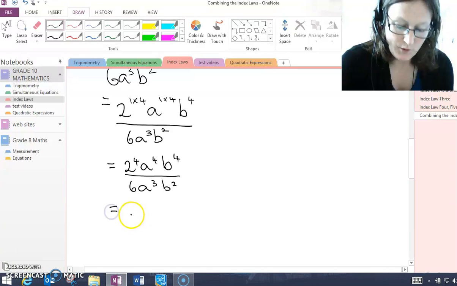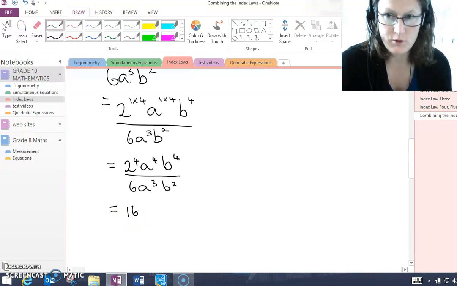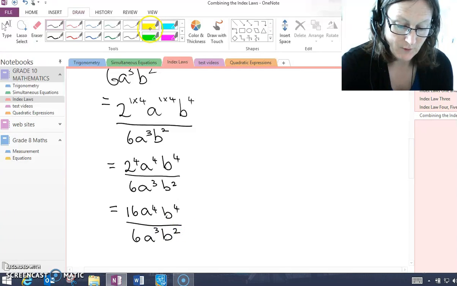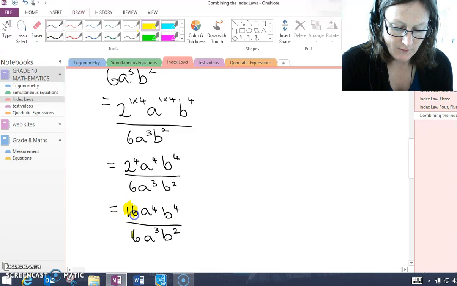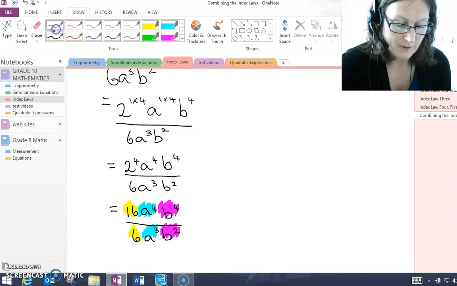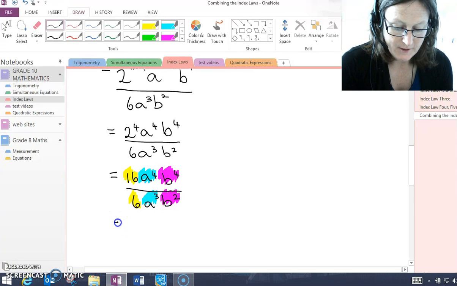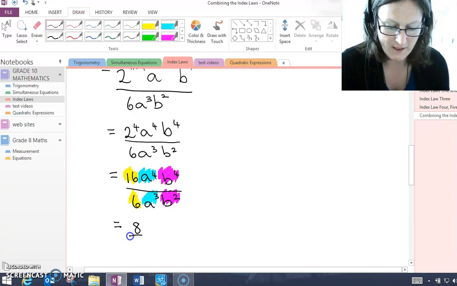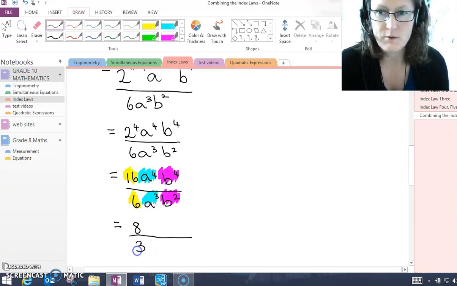Next step, 2 to the power of 4 is 16. 2 times 2 times 2 times 2. a to the 4 b to the 4 over 6a cubed b squared. Okay, I've got 16, I've got 6. My a's and my b's. So from here, 16 divided by 6, 2 goes into both those numbers. 2 goes into 16 8 times, 2 goes into 6 3 times.